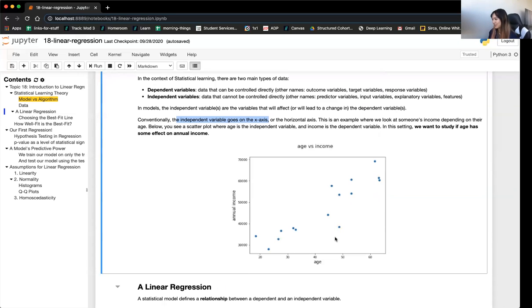So in this example, you can see that we want to study if age has some effect on annual income. We have some data here. This is just a plain scatter plot. You can see what we're trying to predict is annual income, and this is on the y-axis. And age, or whatever variable you're trying to predict income with, will be on the x-axis.